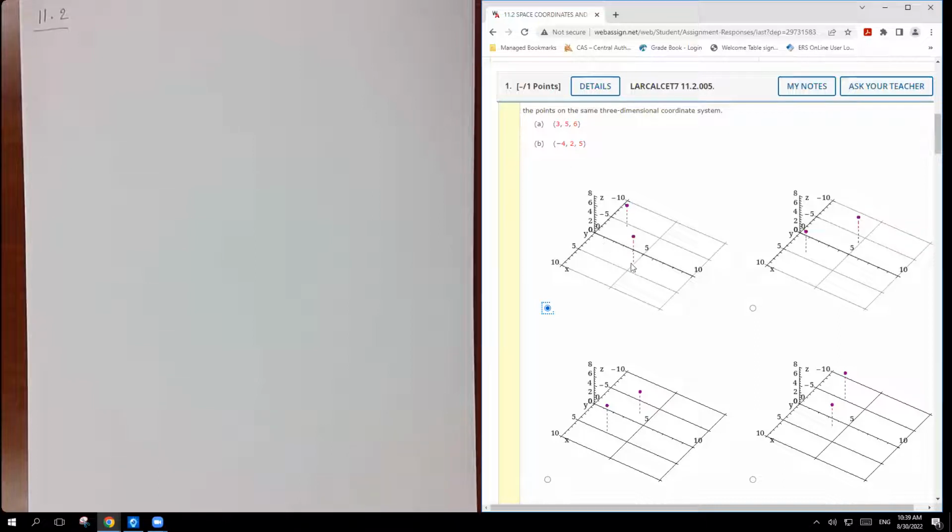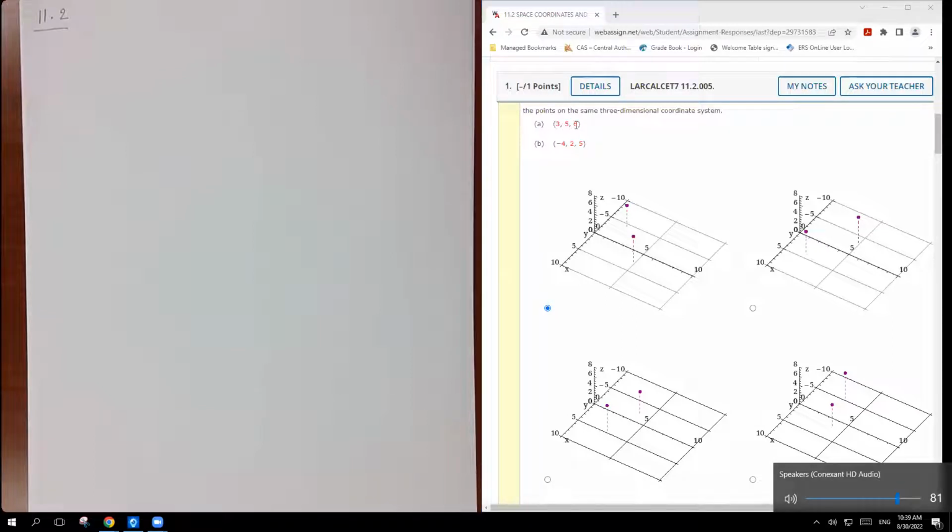Y is 5. So you see this is right, because 1, 2, 3, 4, 5. So here's the Y. And Z is 6. So the first point, this one. Excuse me, sorry. So the Y, you said the Y is 5, right? The Y is 5. Yes.